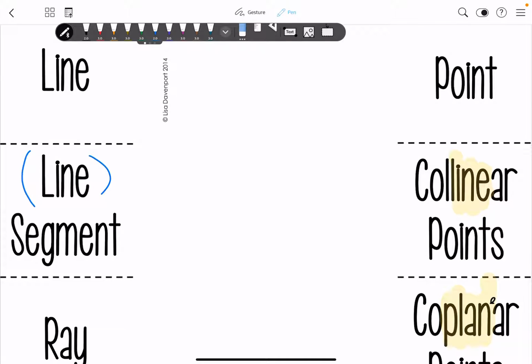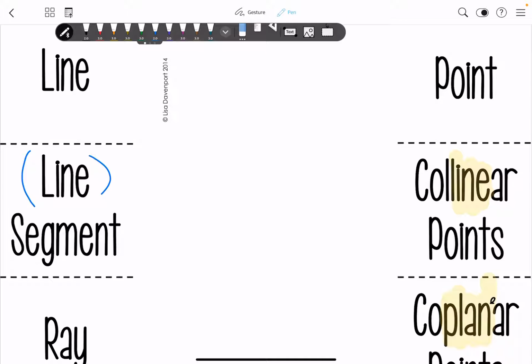Hey everybody, so we are going to be talking about points, lines, and planes. These are the undefined terms of geometry. This is also going to be your foundation for geometry, and pretty much any other math that you use from this point forward, they will refer back to these definitions.